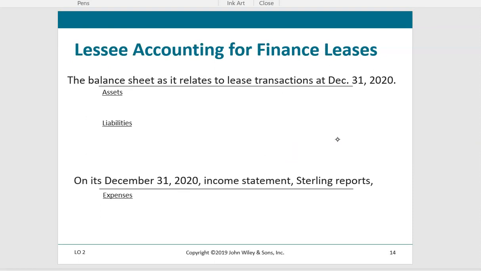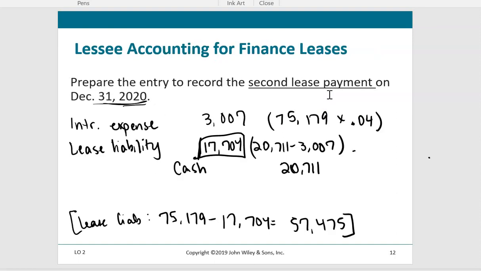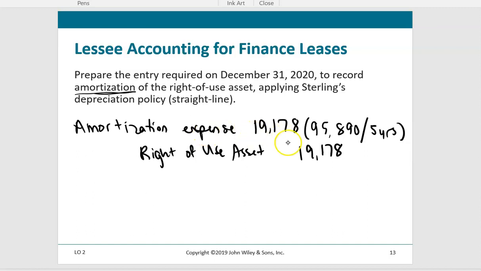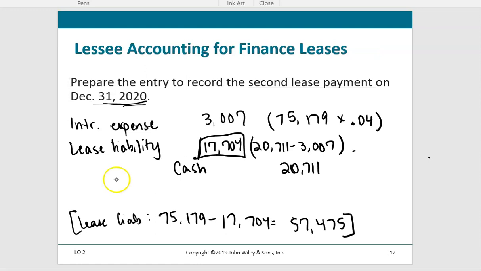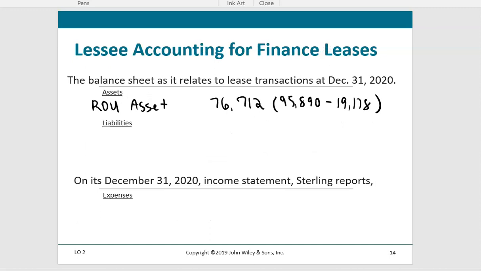So what would the financial statements, the year ended 12/31/2020 financial statements report, we would have under the asset section, this right of use asset, typically abbreviated ROU asset, equal to, well, we started it at 95,890, and we recorded this adjusting entry to reduce the asset by 19,178. So the balance in the right of use asset is 76,712. We said that we had a lease liability with a balance of 57,475. That's going to be reported on the balance sheet.